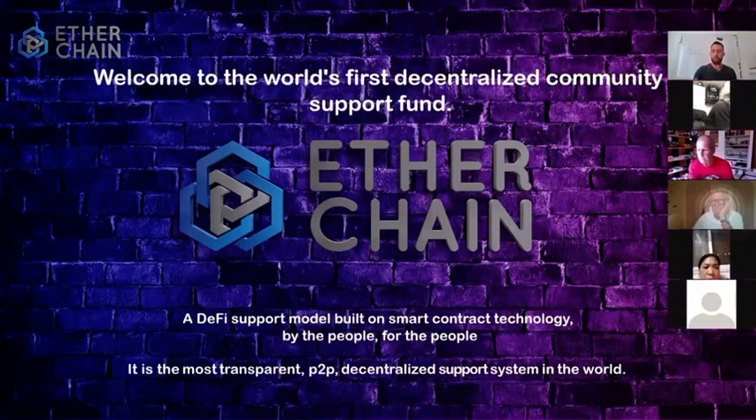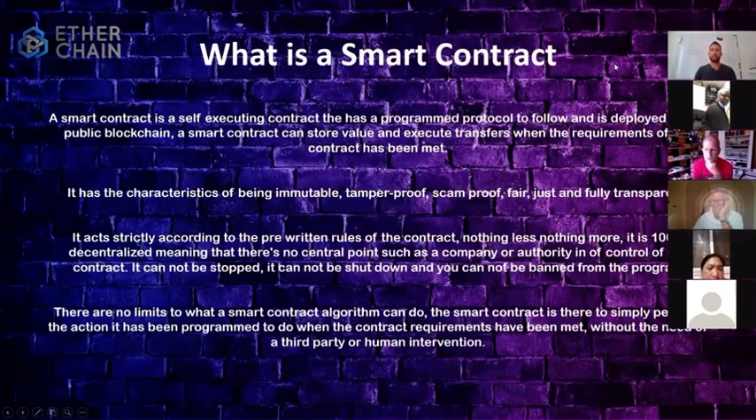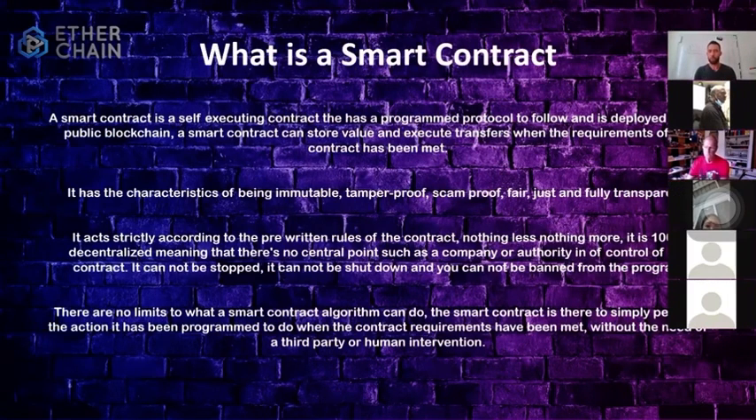But before we go into Etherchain, I want us to have a quick look at what a smart contract is, because we need to have a basic understanding of what it is and how this is executed, because it brings so much trust towards it. Now, a smart contract, easily explained, is a self-executing contract. It has a program protocol to follow, and it's deployed on the public blockchain, meaning that it's fully transparent and visible to all. Now, a smart contract can store any kind of value, and it can execute any kind of transfers when the requirements of that contract have been met.